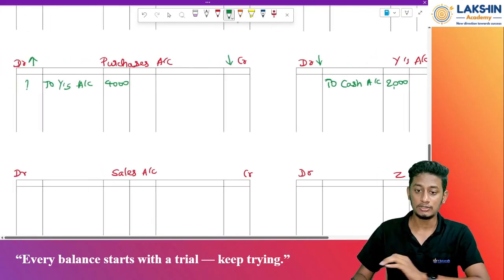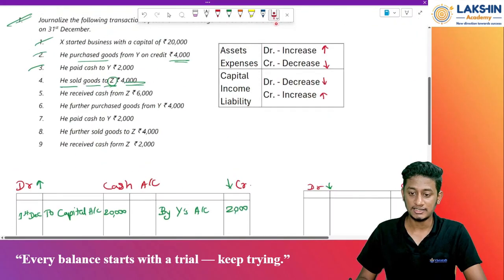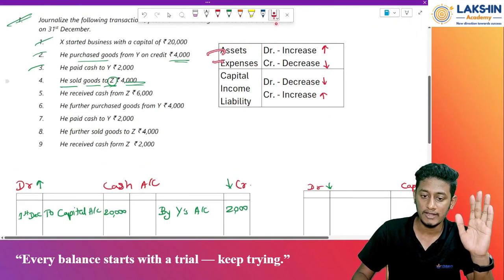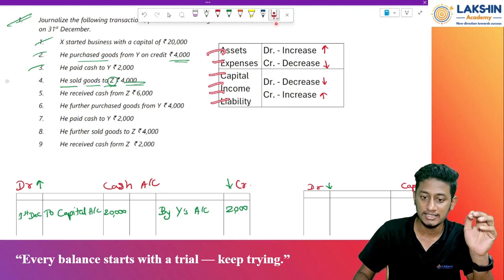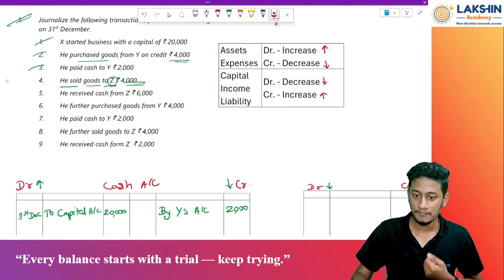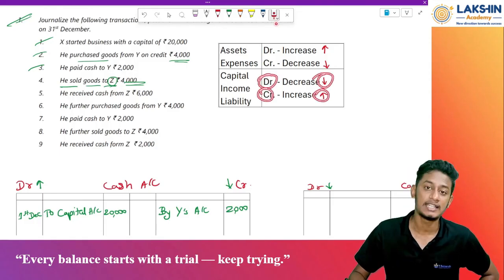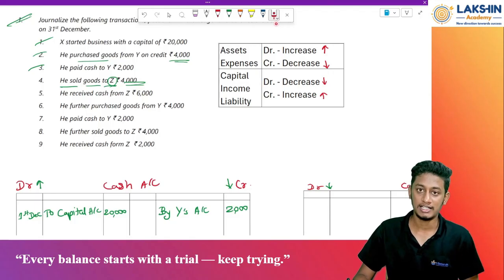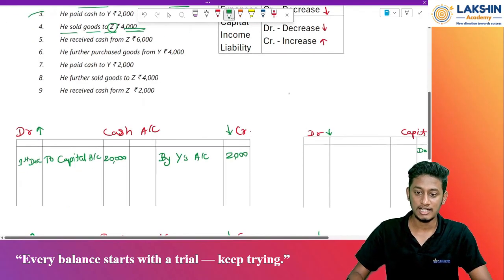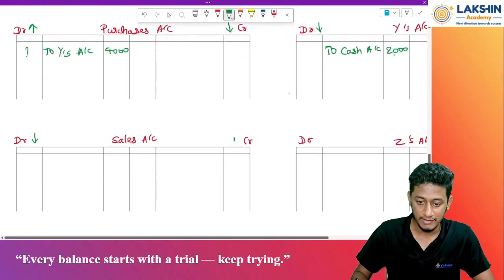Now let us look at the nature. Sales: out of my 5 heads, what is sales? It is an income. I am selling a good, so I am getting an income. Any debit entry will decrease the balance, any credit entry will increase the balance. So, now let us write the same.